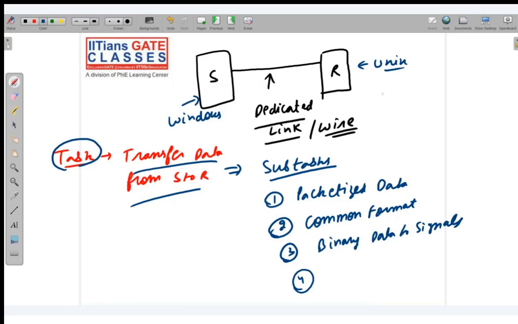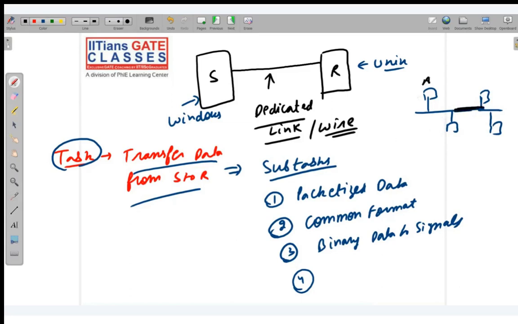Let me give you a small example. I think you already know this is a bus topology kind of thing. So multiple stations are connected via this wire. So this channel is shared between multiple stations. So the next important subtask can be, who can access this shared channel when? That is the very, very important point. So this is the shared part.